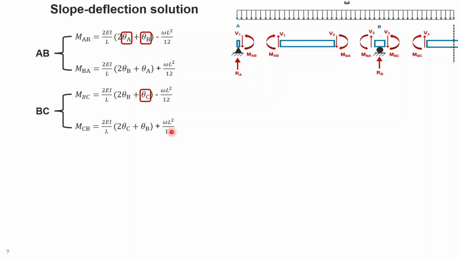In these equations, on the right-hand side, you have three distinct unknowns: theta A, theta B, theta C. The other things are known. And from the symmetry, you know that theta C is minus theta B.